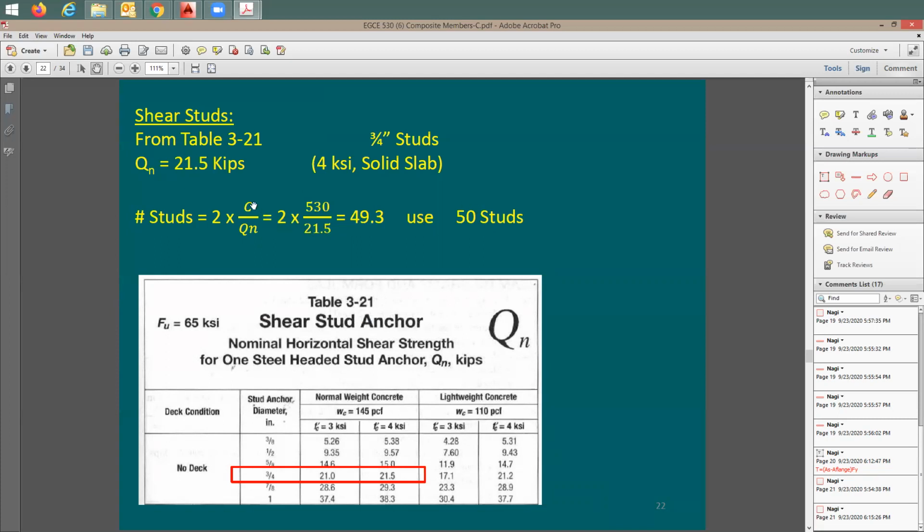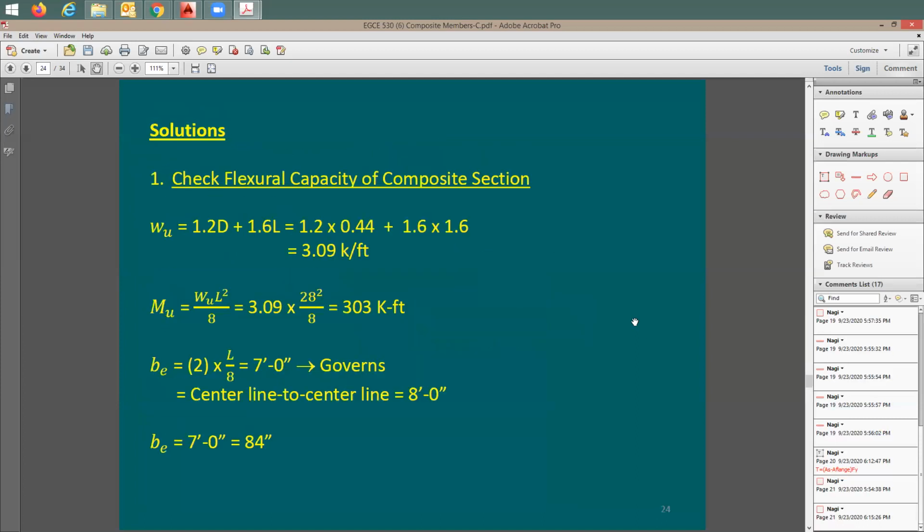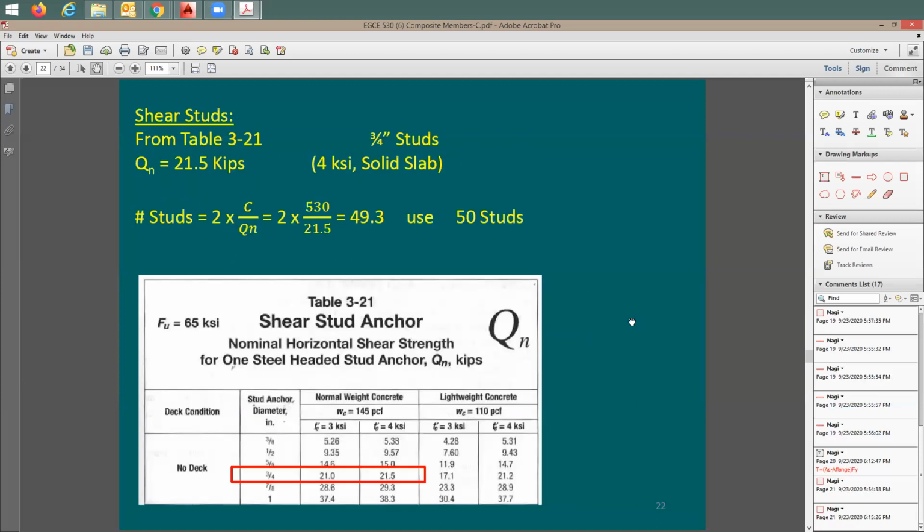This tension or compression force that you divide by Qn for one stud is for half of the beam span. This is the reason that we have this factor of 2, because you're doing it for the entire span. Okay, let me go here, next slide.